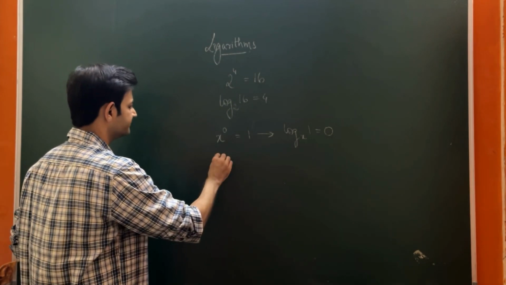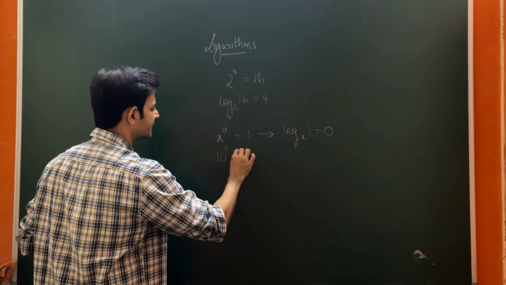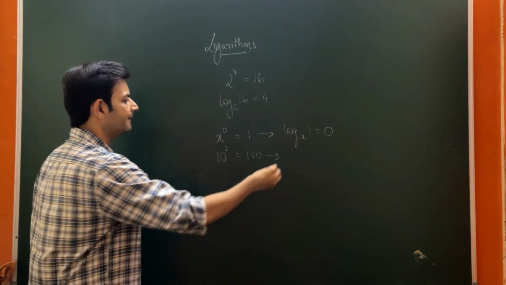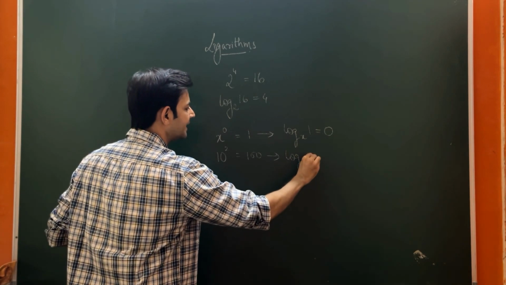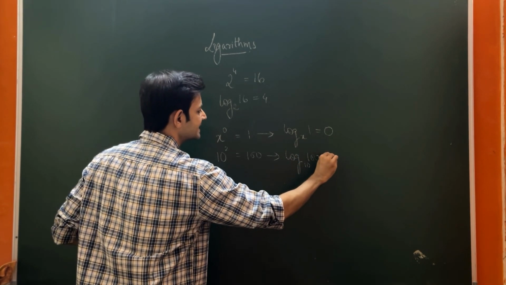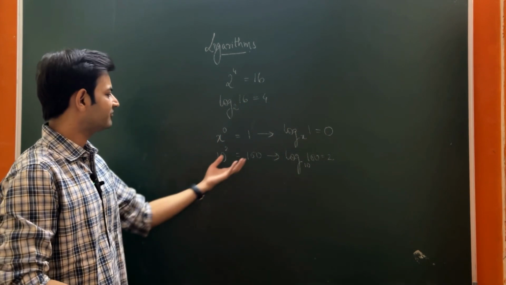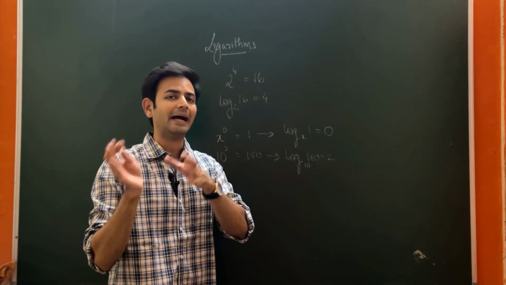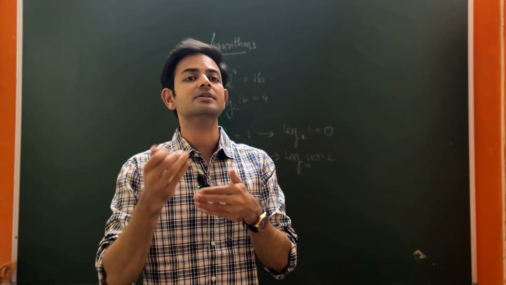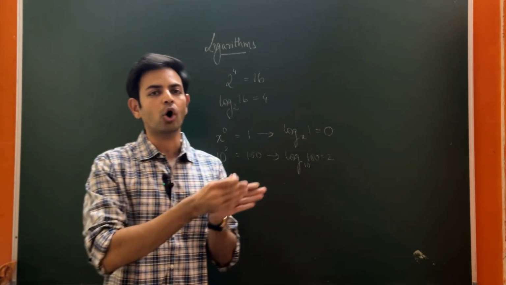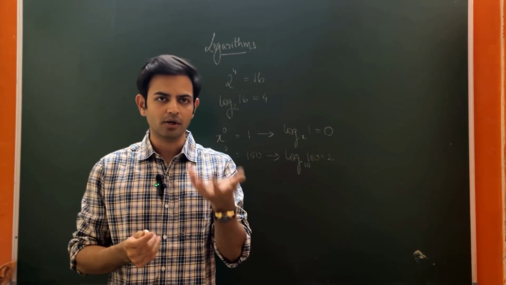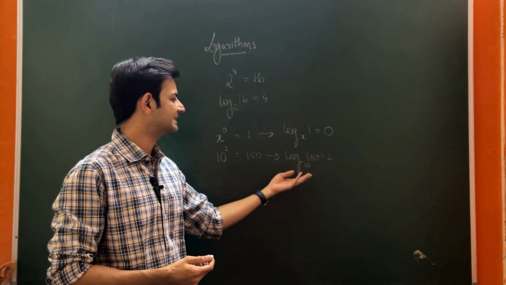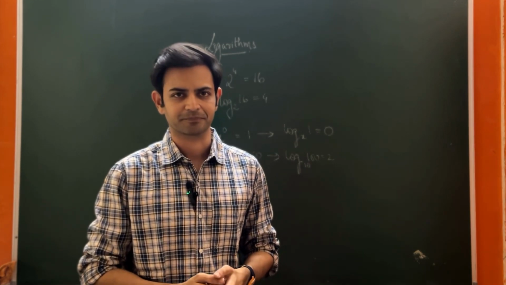Similarly, let's take one more thing. 10 to the power 2 is equal to 100. So if I write this in the logarithmic form, it will become log of 100 to the base 10 is equal to 2. Similarly, if I have 1000, it will be 3. If I have 10,000, it will be 4. So by default, if it is not given to you, we assume the base to be 10. So if it is log of 1000, if the base is not given, we assume it to be 10 and the answer is 3. And log of 100 to the base 10 is equal to 2.